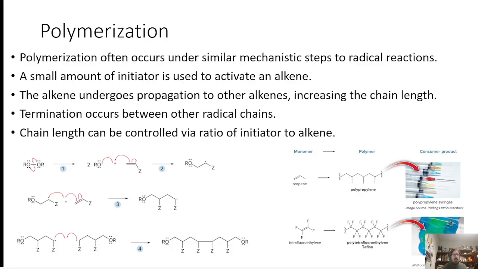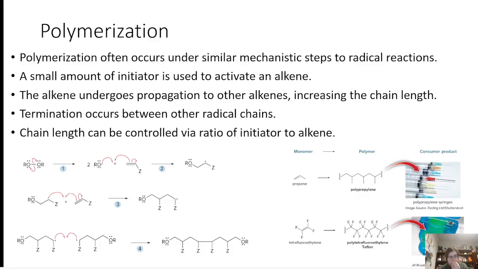Eventually, a termination step occurs between other radical chains, and the chain length is controlled largely by kinetics and the ratio of initiator to alkene. So at a certain amount, it starts slowing down, especially as we run out of alkene, and so there's a chance it'll run into other things.